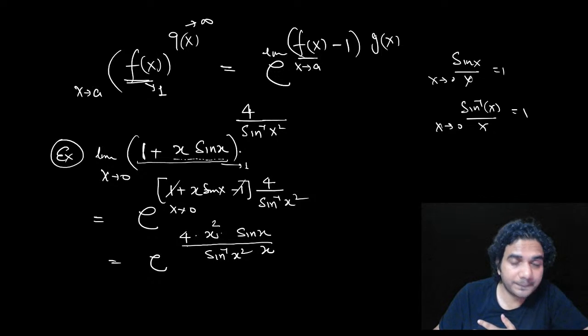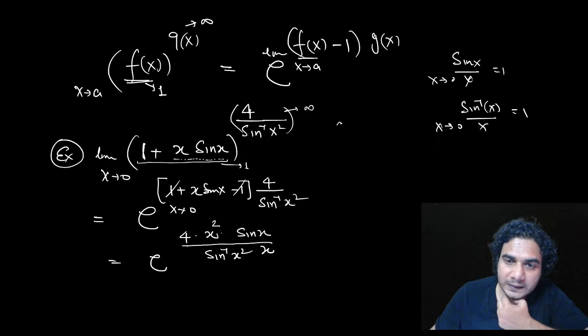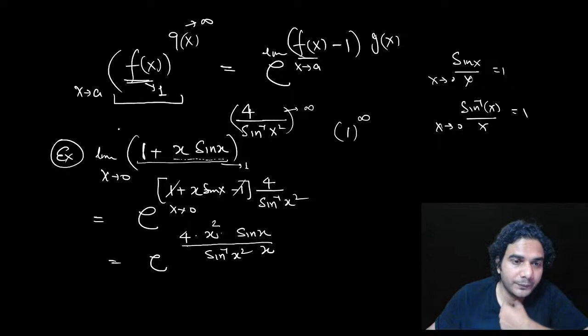So I've got this base approaching to 1. And this power, because sine inverse 0 is 0, so when x approaches to 0, sine inverse of x square will approach 0. And 4 upon that will be infinity. So this is approaching to infinity, okay? So I noticed that it is 1 raised to infinity form, this particular form.